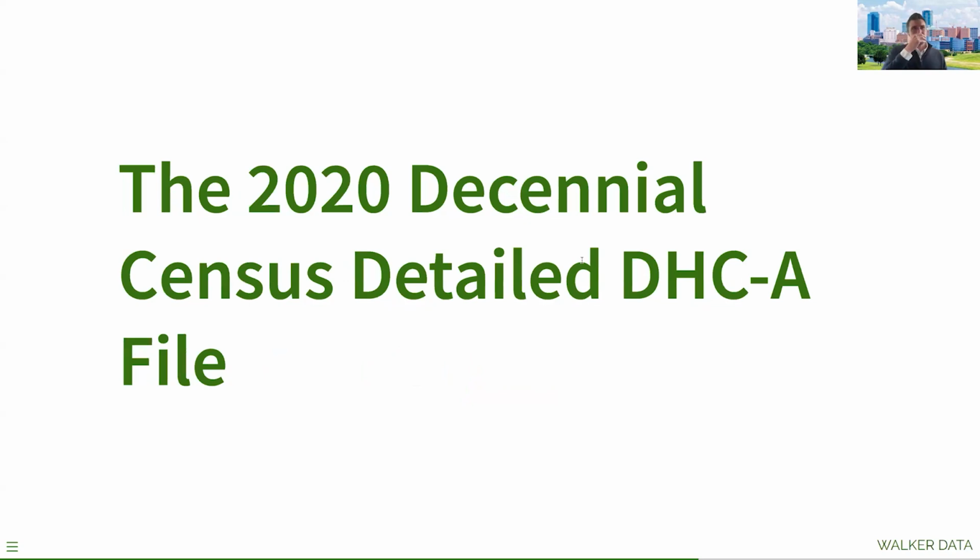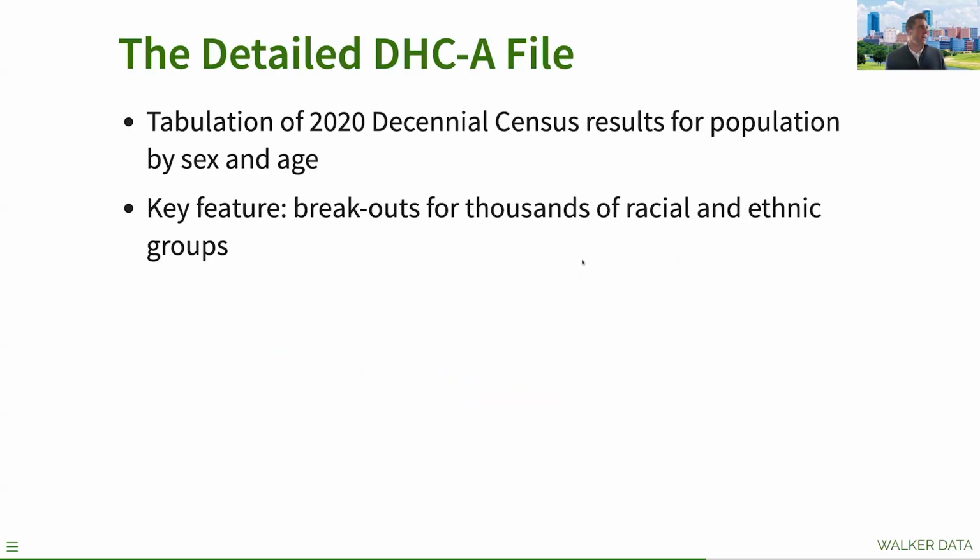All right, so let's talk a little bit about the detailed DHC-A data file and what that is. It's a tabulation of 2020 decennial census results for population by sex and age. And then the DHC-B data file that followed that gives you housing characteristics for those breakouts. And this can be a little bit tricky to work with and figure out, because these files use something called adaptive design. And so I want to spend a little bit of time talking about some potential workflows.